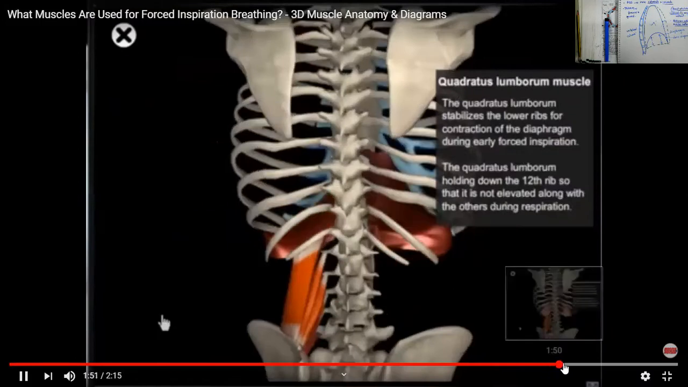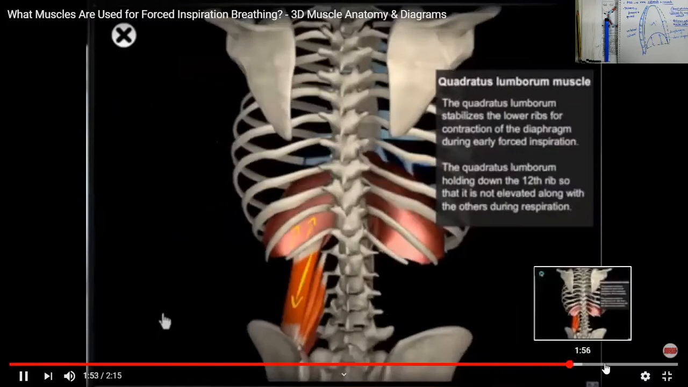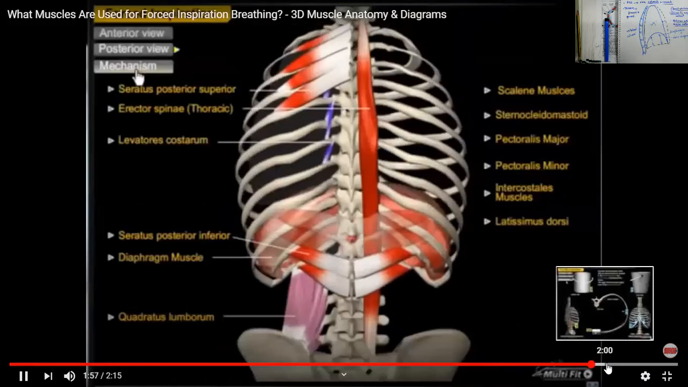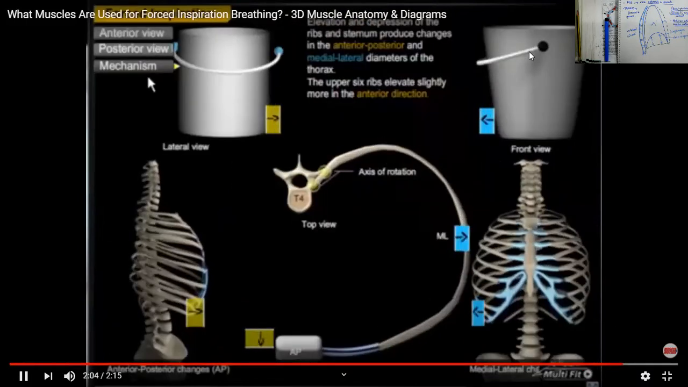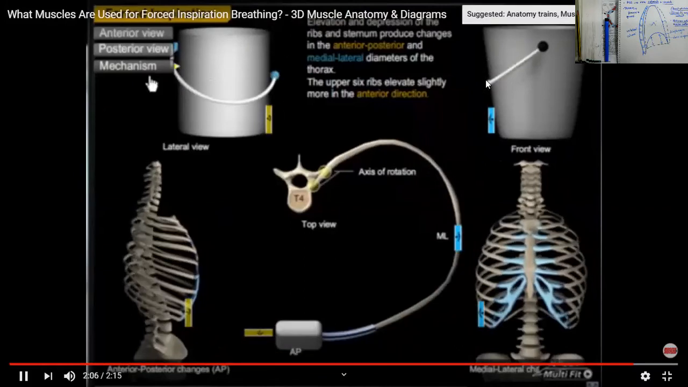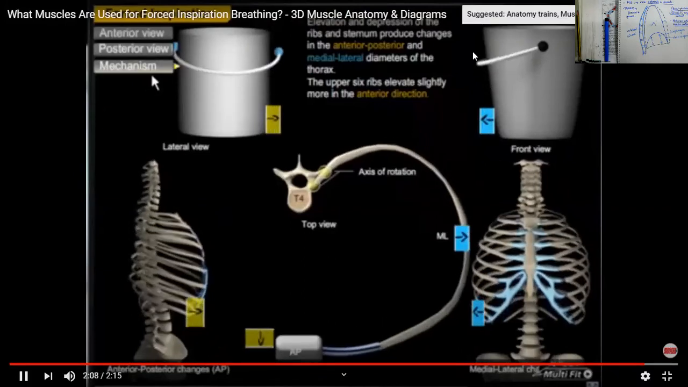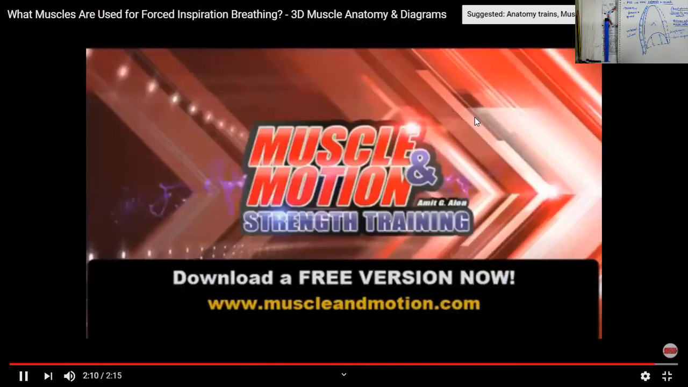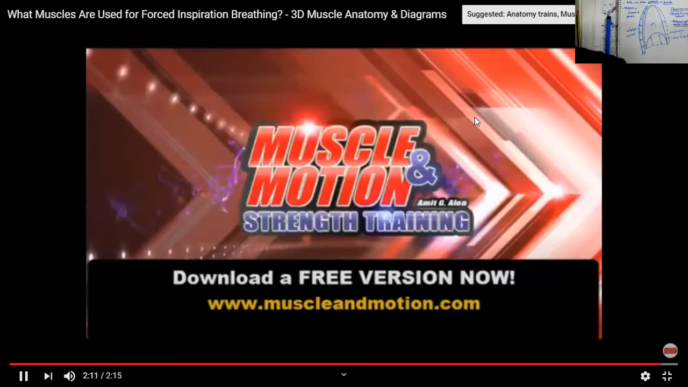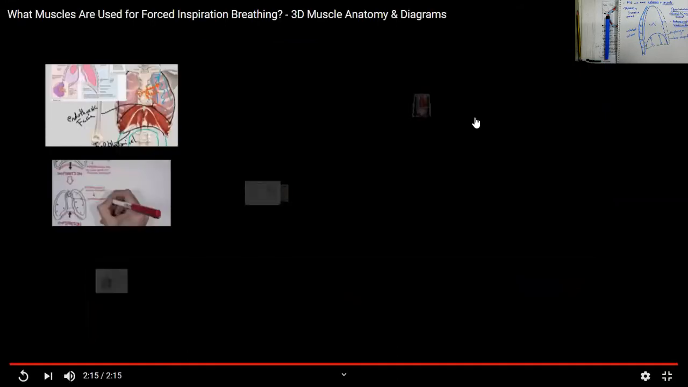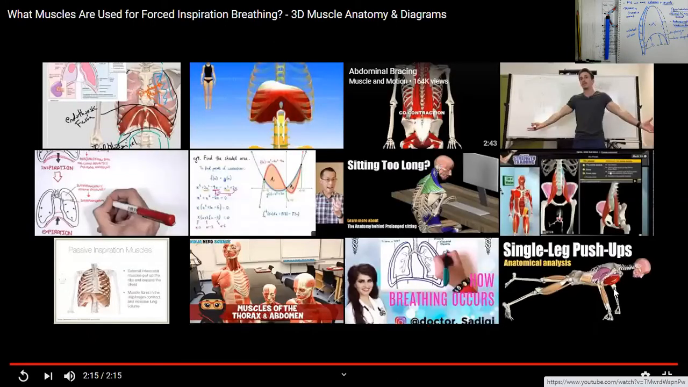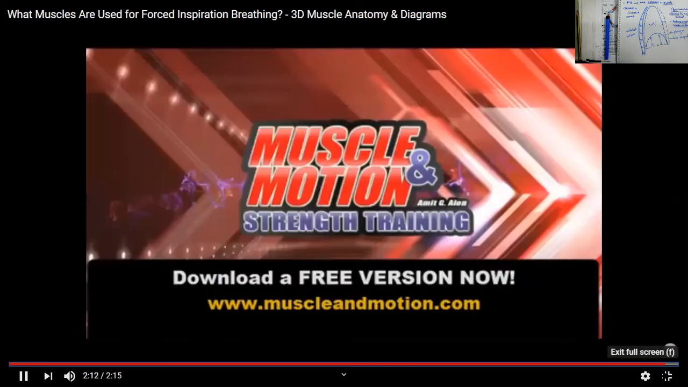Okay, so they are just showing. So let's just move on. They are explaining the movement of ribs with the help of the handle of the bucket. Can you see, just like the handle of the bucket, when you move it, it moves outwards and upwards. Same way the rib cage moves.